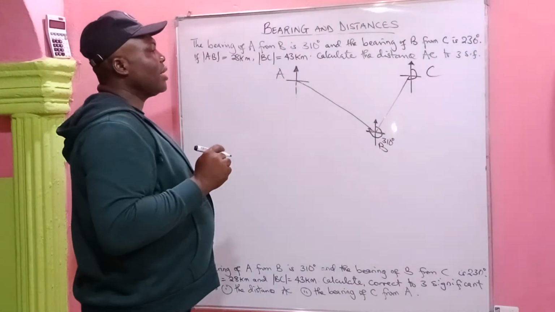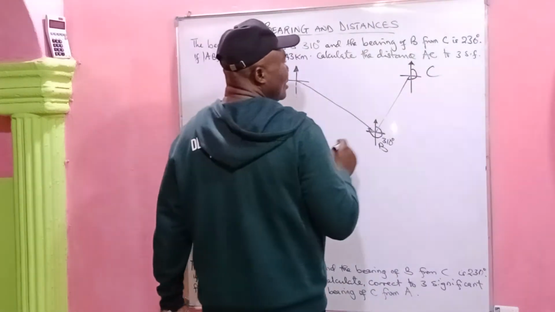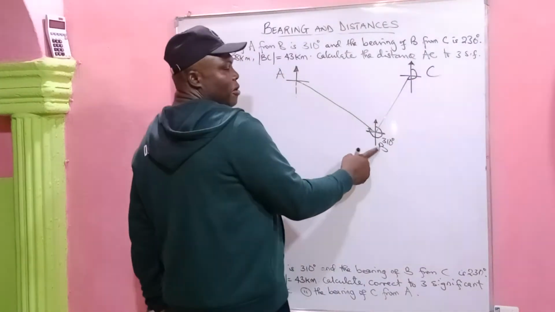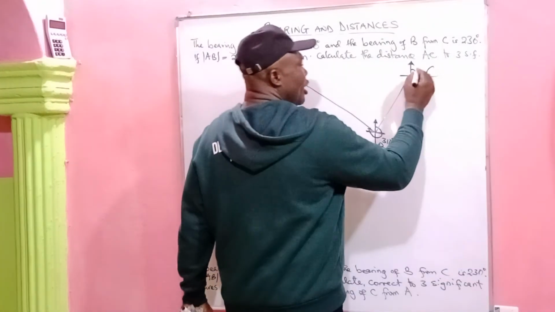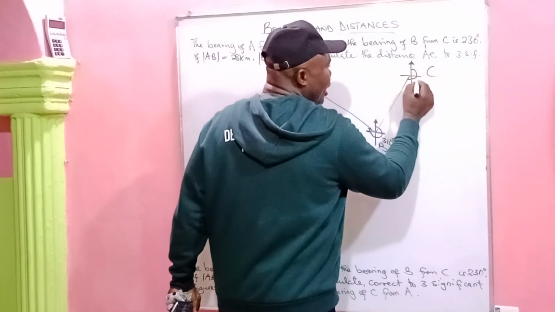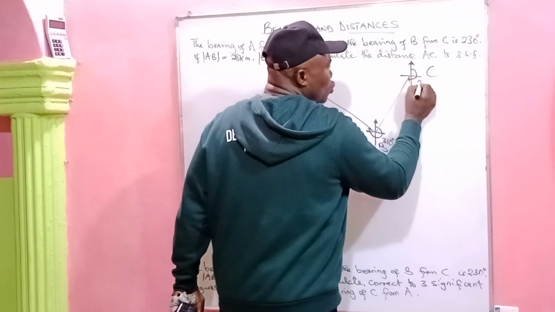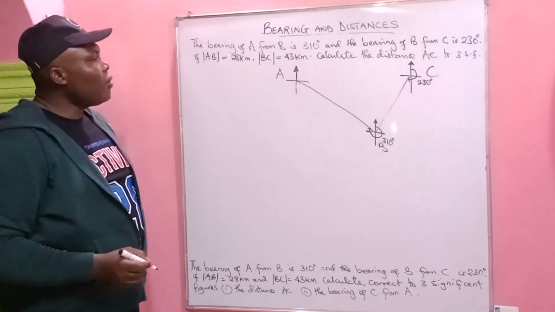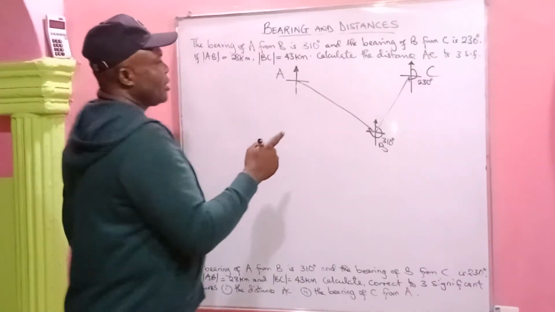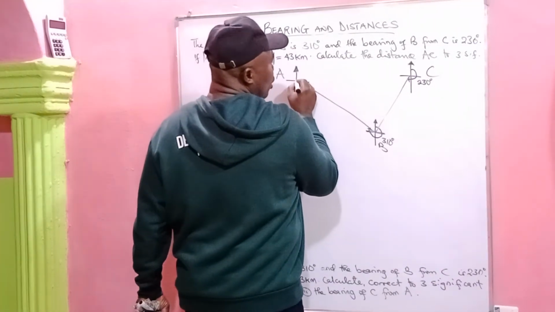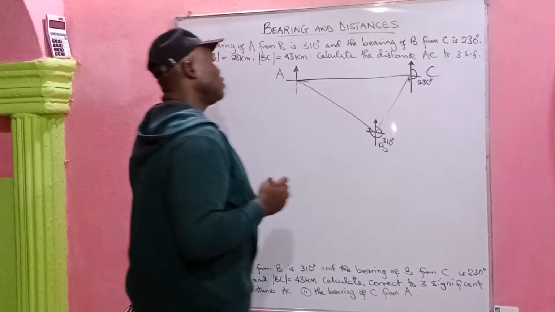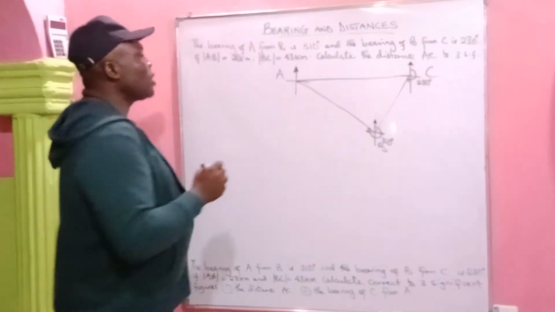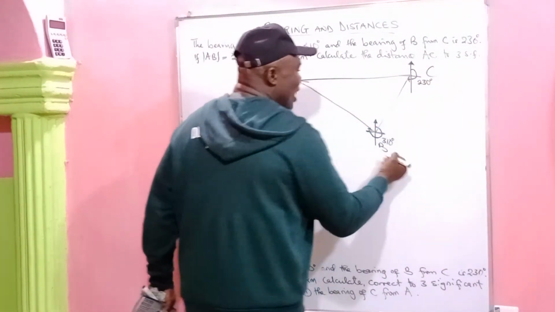Please take note of that. So this is the bearing of B from point C, which is 230. Now we need to join those two places to form a triangle. So we join here, and we have gotten a triangle with A, C and B.